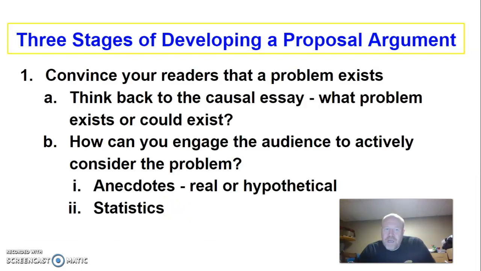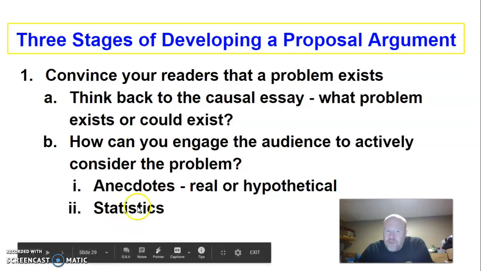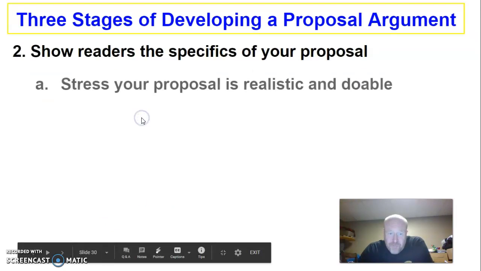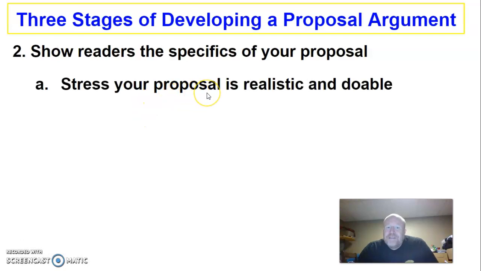So look to your issue background report. This is kind of how we're figuring out, all right, what is my proposal argument going to be about? So I'd look back through your research. Show the specifics of your proposal. You have to make sure it's realistic and doable. Do not try to come up with some great out-of-the-box idea that has no chance of happening.